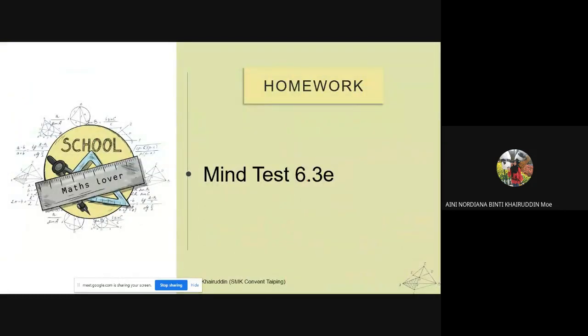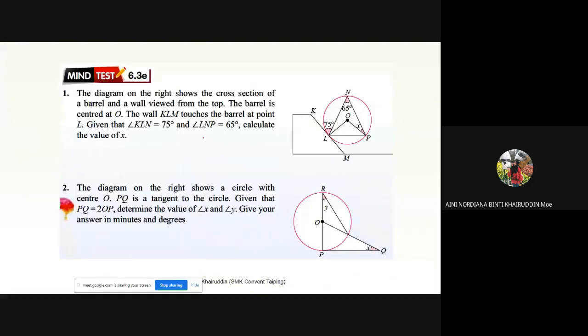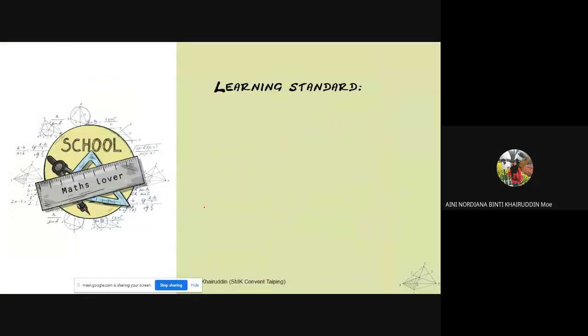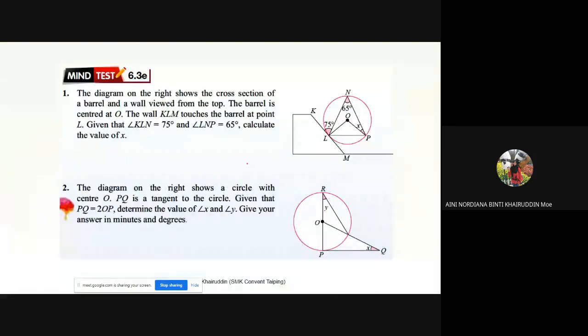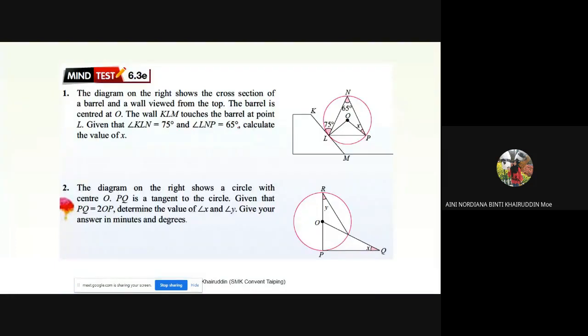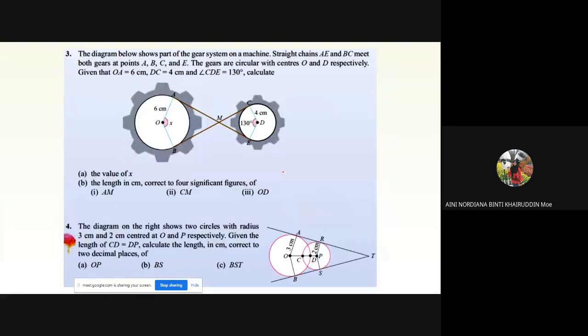So this is your homework, Mind Test 6.3E. So ada 1, 2, 3, 4 questions. So that's all for today. So your homework, 6.3E, 4 questions. The question, kalau you tak nak salin pun boleh. You just do the calculation. Okay, number 1 calculation, number 2 calculation. Tak perlu salin soalan pun tak apa. Okay, so satu sahaja homework hari ni.